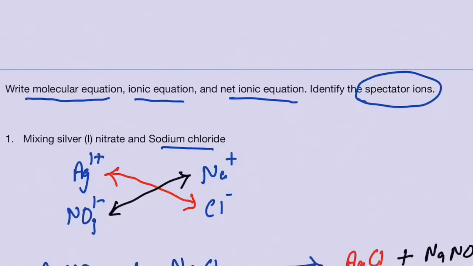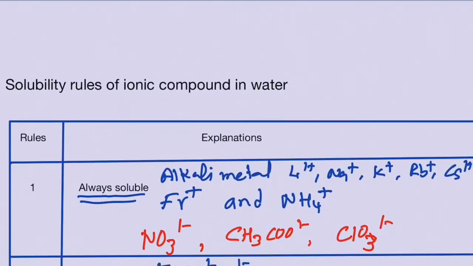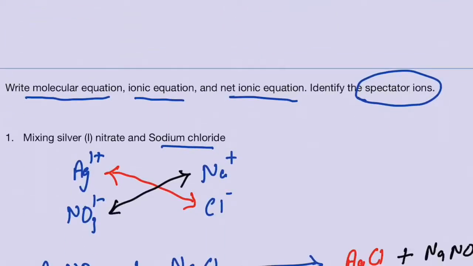Okay, let's look at the silver chloride here. In silver chloride, I don't really have any rule for the silver, but we do have the rule for the halogens. The halogens, or the halides, are soluble except when they're bonded with either silver, mercury, or lead. And that's exactly what we have in this case. We have this chloride bonded with the silver, so it's actually going to be a solid. So that's going to be the driving force in this particular case.